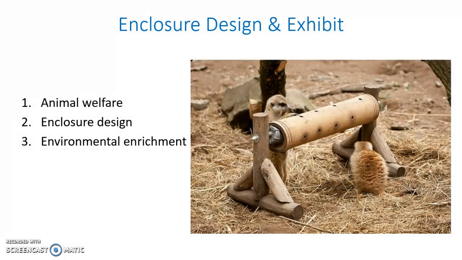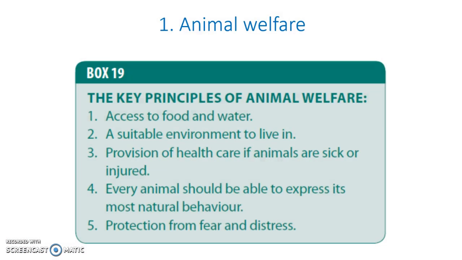So in enclosure design and exhibit, there are 3 major parts of it. The first one is animal welfare. Second one is the enclosure design, and third one is environmental enrichment. So for today, we're going to have a look at number 1, which is animal welfare.